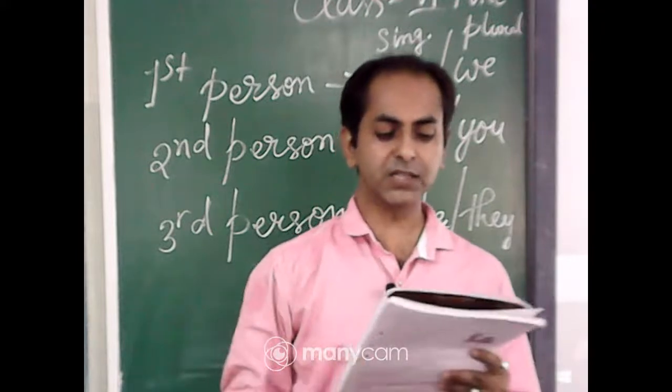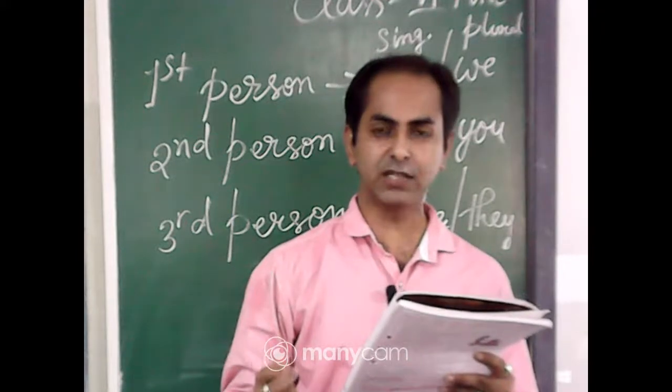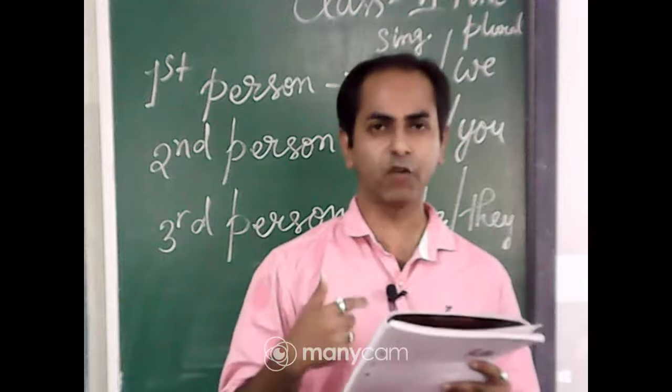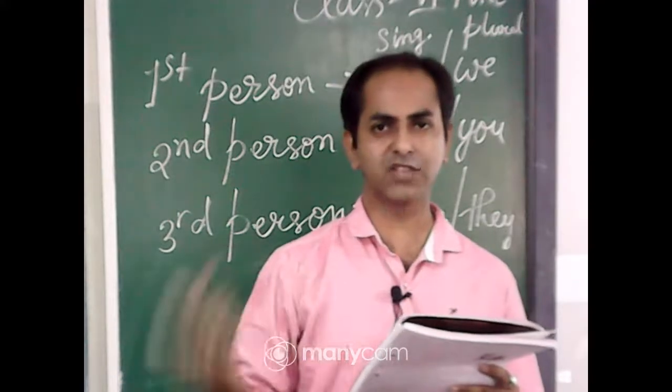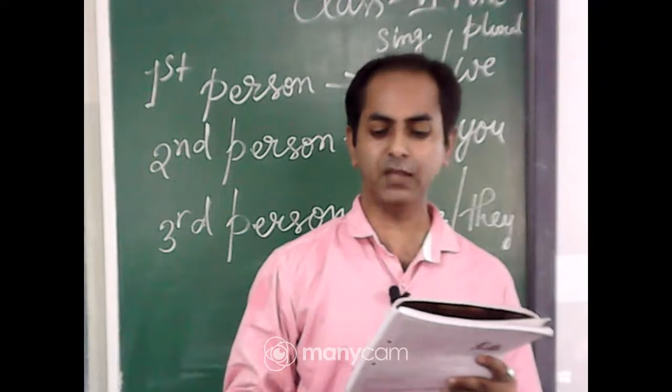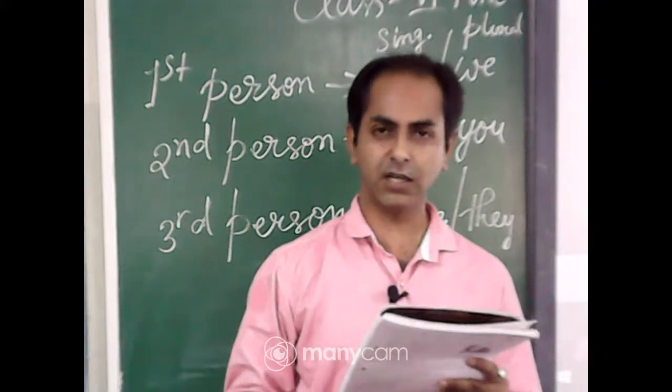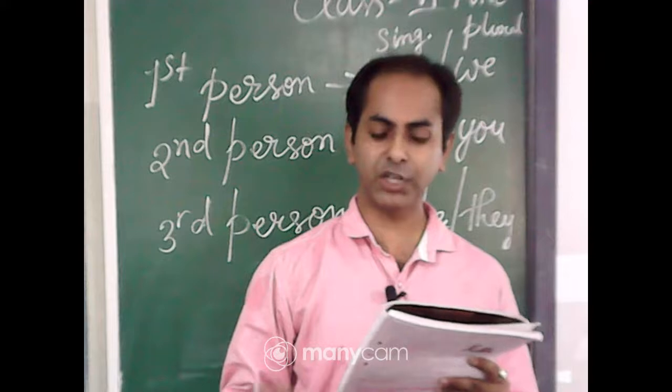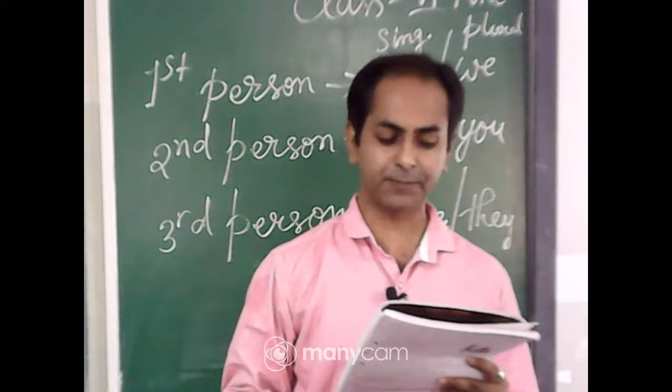So the third person has 3 genders. Genders we have already seen during the chapter of noun gender. Masculine, feminine, neuter. So masculine he, feminine she, neuter it.